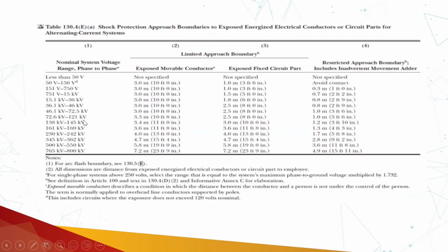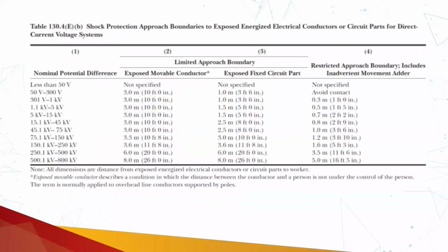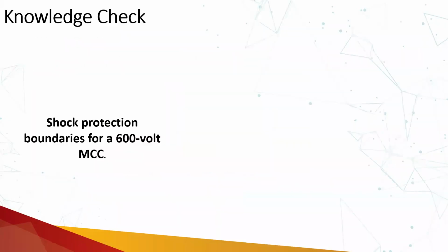So if you are working at a voltage level of 132 or 145 kV, the limited approach boundary for a fixed conductor will be around 10 feet 0 inches, and the restricted approach boundary will be 3 feet 10 inches. If it is a movable conductor, then the limited approach boundary will be 10 feet 8 inches, and the restricted approach boundary will remain the same. So the outcome of the shock risk assessment will be the shock protection boundaries, the limited approach boundary and the restricted approach boundary, for both AC and DC circuits.